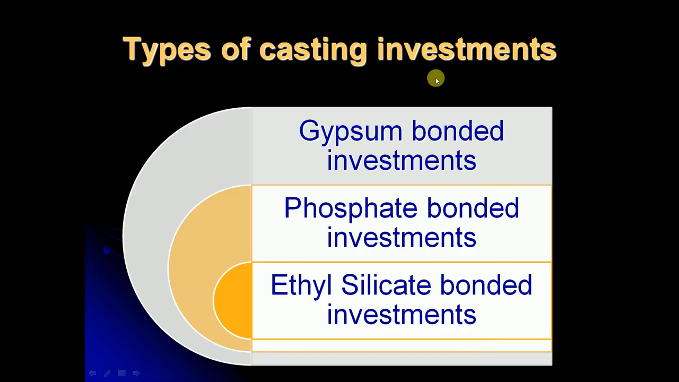Now coming on to the types of casting investment: gypsum bonded investment, which is very important, phosphate bonded investment and ethyl silicate bonded investment. Out of these three, gypsum bonded investment is slightly more important because if you get a question, you can definitely get it from the gypsum bonded investment.